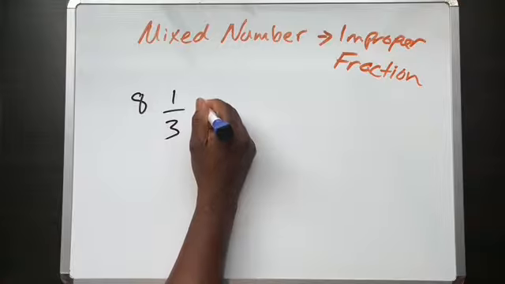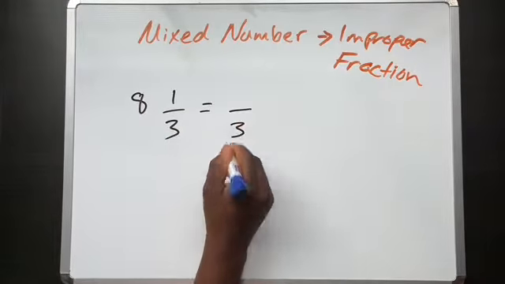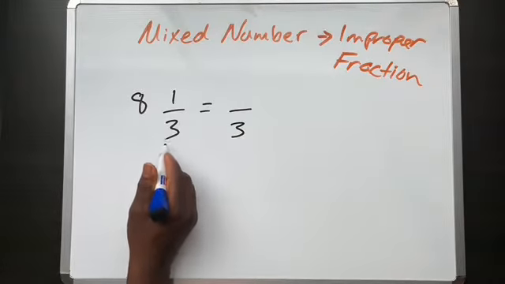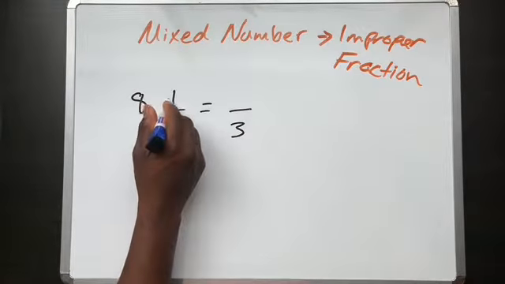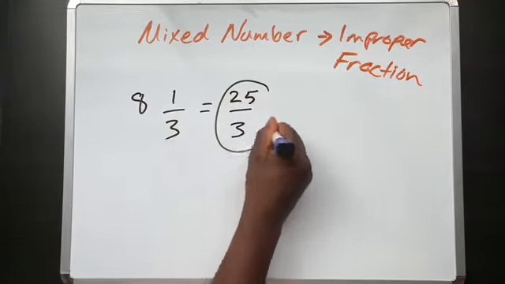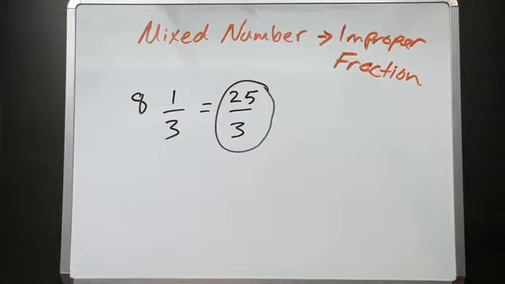So if I want to convert that to an improper fraction, first I put the 3 here, and then I multiply this whole number times the denominator. 8 times 3 is 24, plus 1, that's going to give me 25. Okay? So that's how you convert a mixed number to an improper fraction.